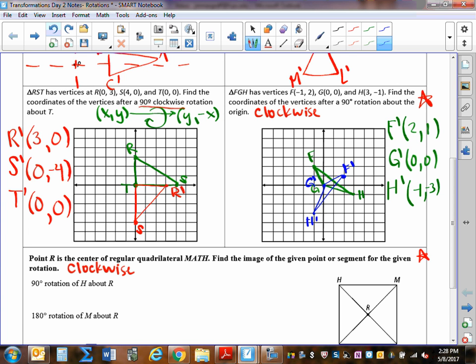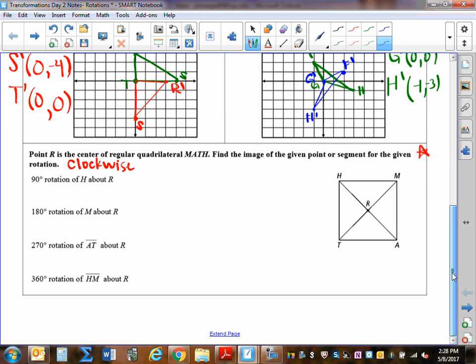Questions on that? Okay. So now when we go down to this bottom one, it says regular quadrilateral MATH. What is a regular quadrilateral?